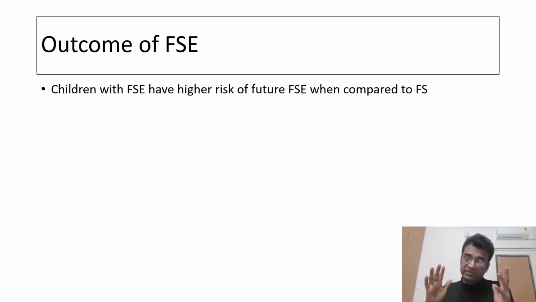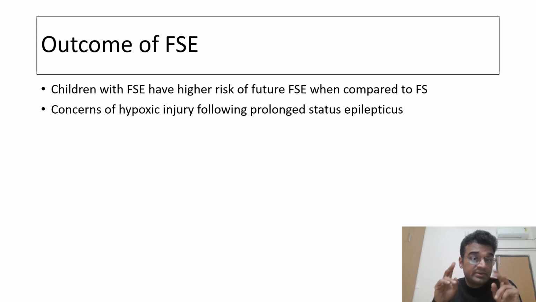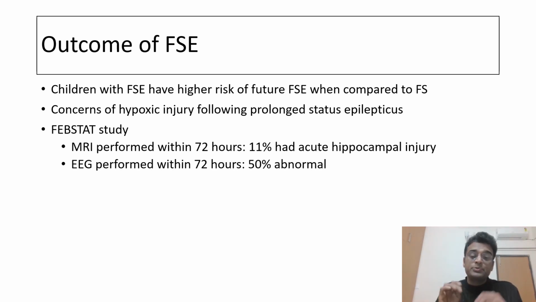So what happens to children with this febrile status epilepticus? They usually have higher chances of future febrile status epilepticus when compared to simple febrile seizure. So the second important thing that we are concerned with in febrile status epilepticus is that if the status is persisting beyond 30 minutes, I have a fear that there will be a hypoxic injury following this prolonged status epilepticus. So FEBSTAT studies have shown that if an MRI has been performed within 72 hours of a febrile status epilepticus, it has been shown that 11% of the children will have acute hippocampal injury.